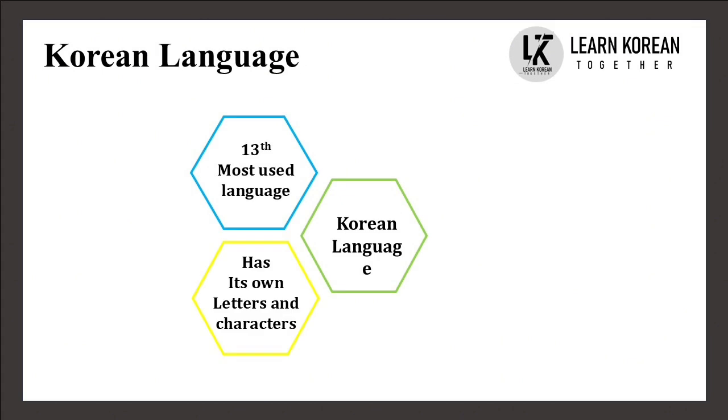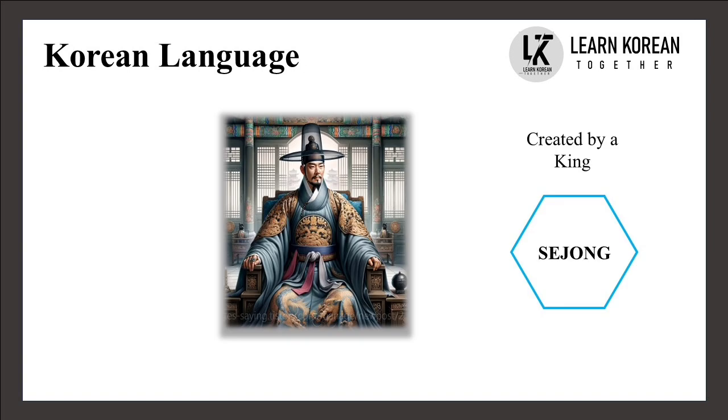language. Among these various languages, those without their own letters and characters have vanished one after another. Korean is a language that has its own letters and characters. There isn't a precedent in which a king has created letters and characters for his subjects. You may already know, but Sejong the Great created the Korean alphabet Hangul.